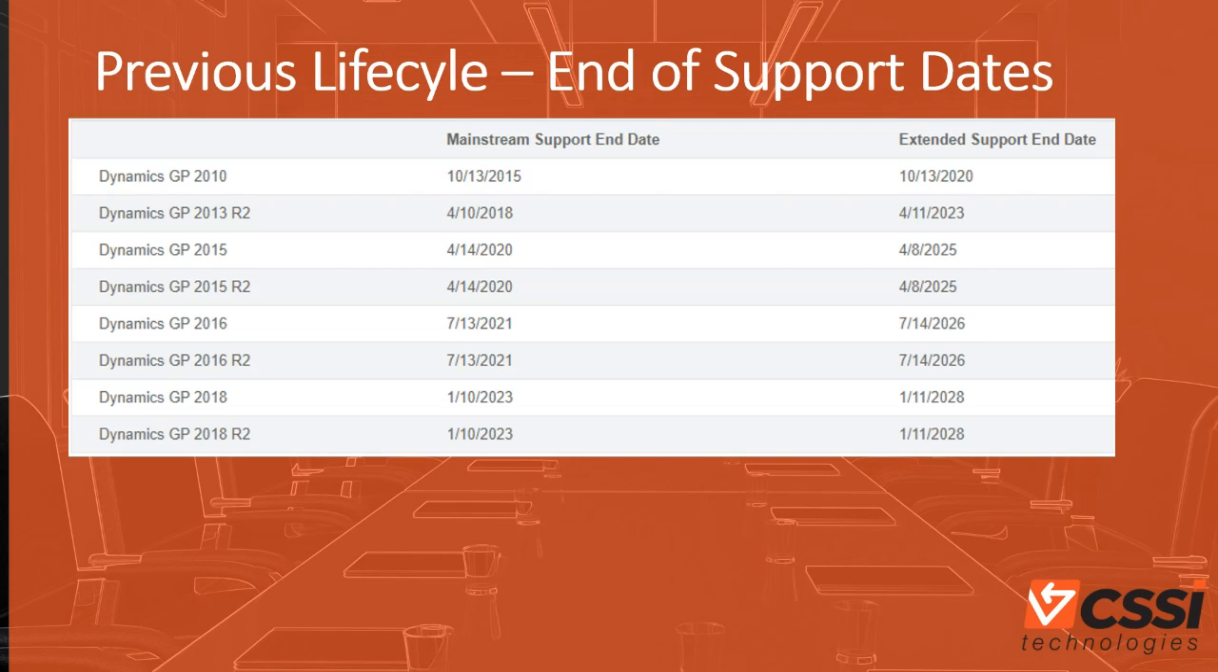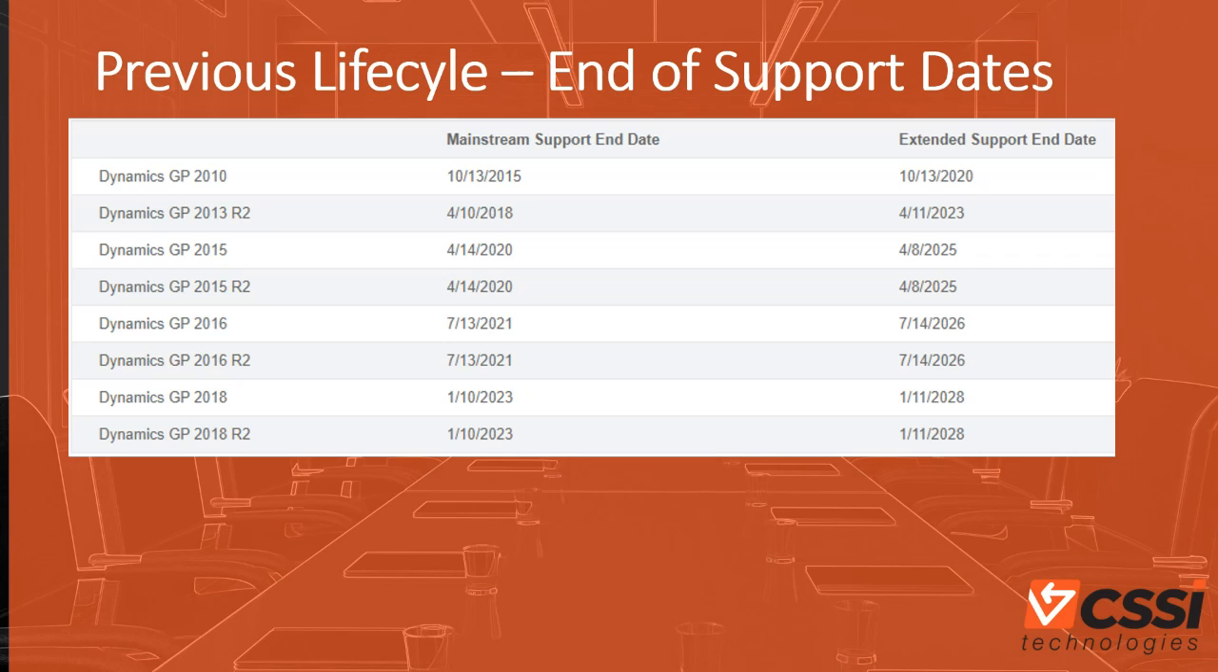So if we look at previous versions, you can see here 2015, if you're on GP 2015, the mainstream support ends this April. What that means is you'll no longer get program updates. So if you're running payroll or issuing 1099s, anything where a form could change, you won't get those updates after April if you're on 2015. You're still under extended support, which means Microsoft will still support you if you have an issue and you need to call their support. They'll help you. The main difference is that you just won't get any more program updates.